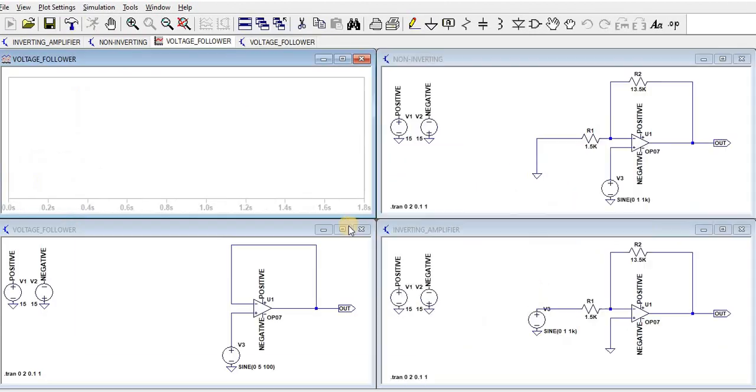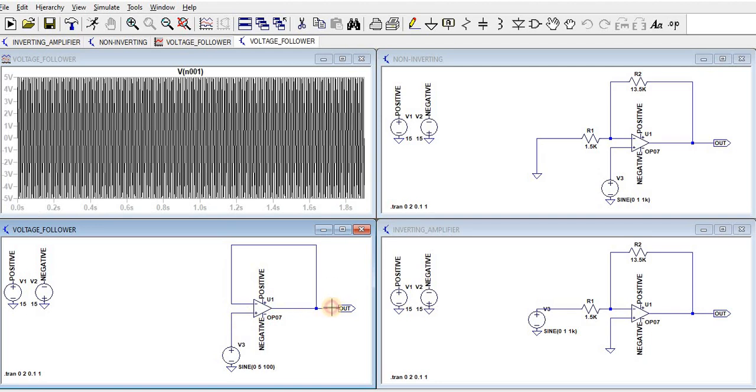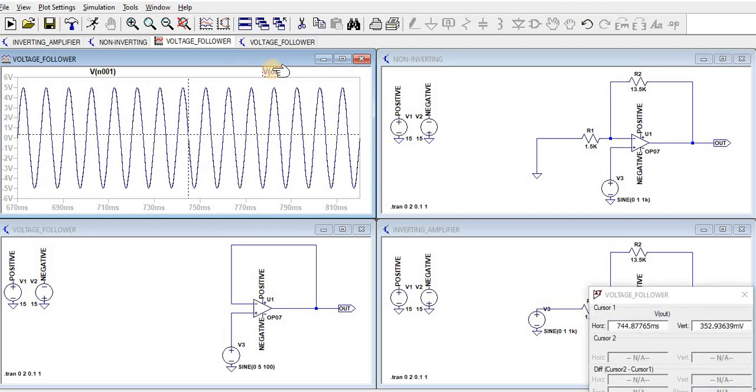Here we can see we have given an input and we have got the output. We can see here, both are the same. Whatever the black one is, that has been the same output, both are followed properly. So this is how we can perform operations by using an op-amp.